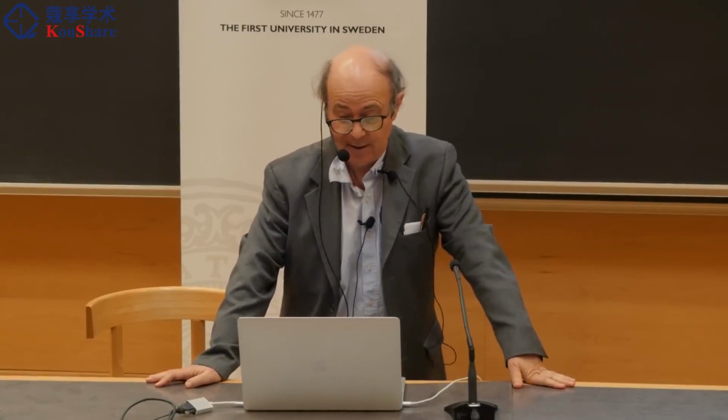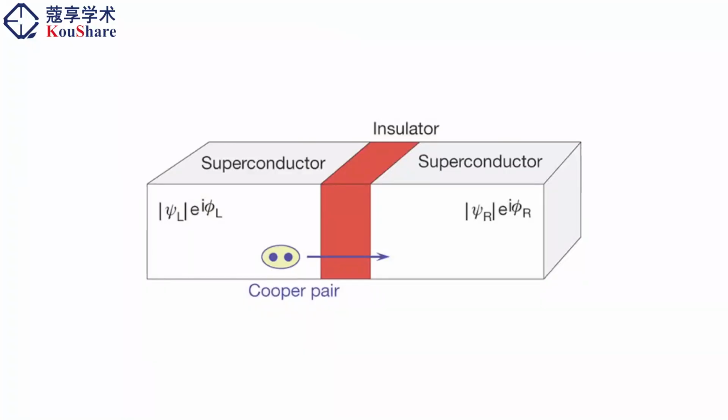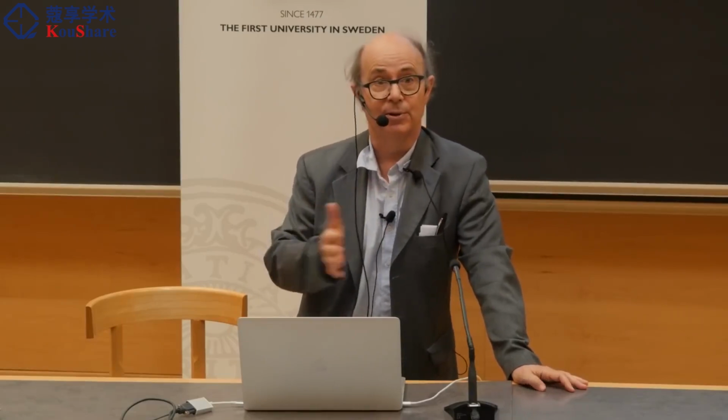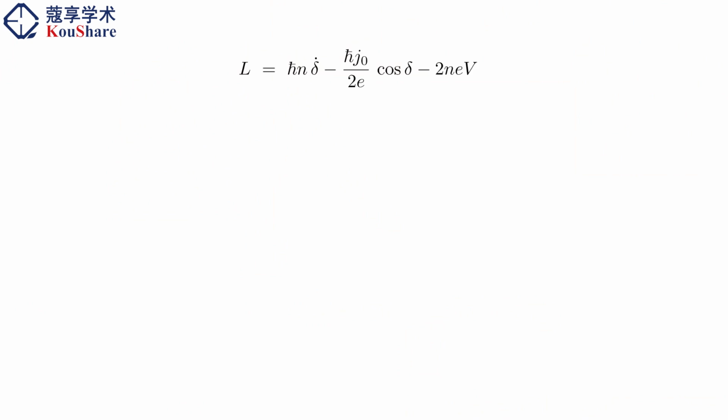Let me briefly remind you what the A.C. Josephson effect is. We have 2 superconductors and an insulating barrier between them so that they are almost independent, but not quite. There's a so-called weak link, a weak coupling between them due to tunneling of the Cooper pairs. Nevertheless, we can describe them as having independent phases and independent numbers of Cooper pairs. Then you can write down an effective Lagrangian that describes this physical situation.